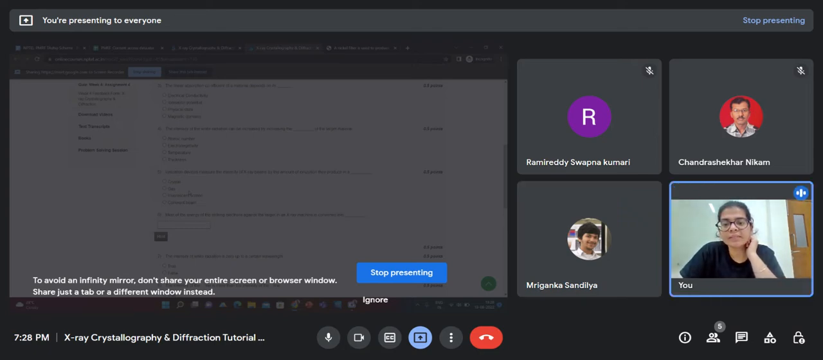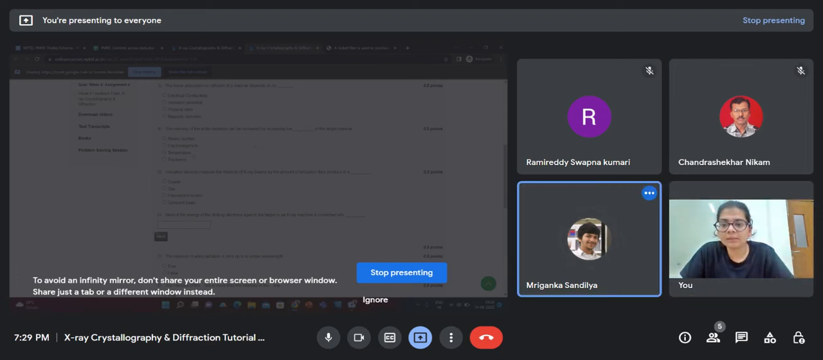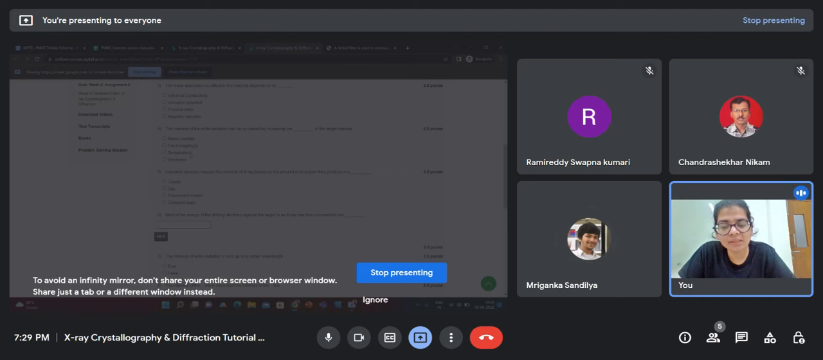So, the fourth question is: the intensity of the white radiation can be increased by increasing the dash of the target material. So this answer you should know. Temperature. What? Temperature. Can you say a little bit louder? Temperature. So how is intensity related to temperature?